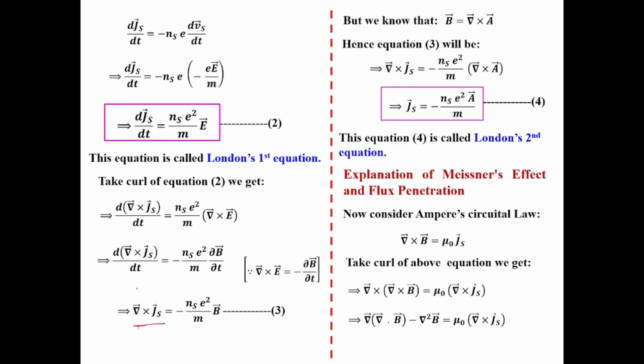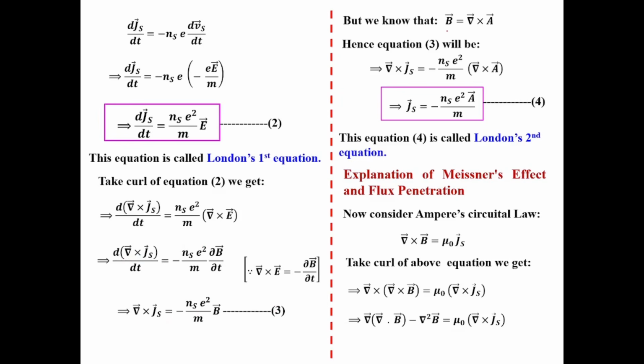So finally we found del cross J here. Del cross J will be equal to, see, Ns, e square, m are all constant. So here d by dt is the rate of change with time on this side. If we integrate with time, then we can find this: del cross J will be equal to minus Ns e square by m B. This is your equation number 3, right?